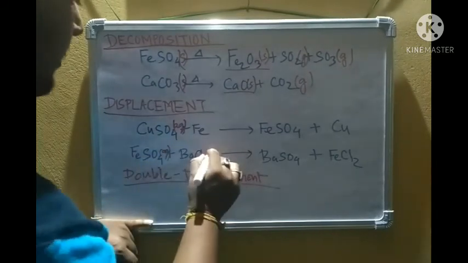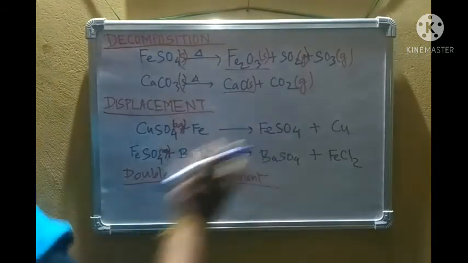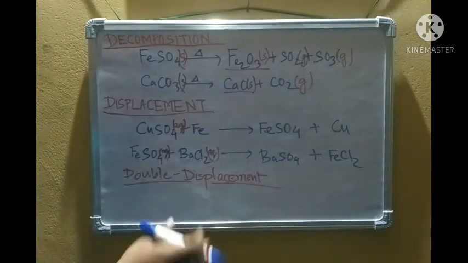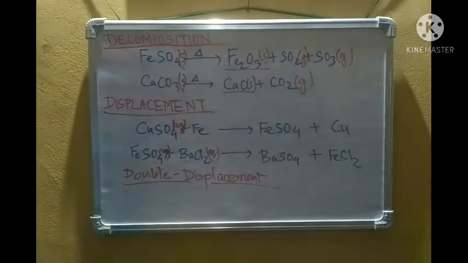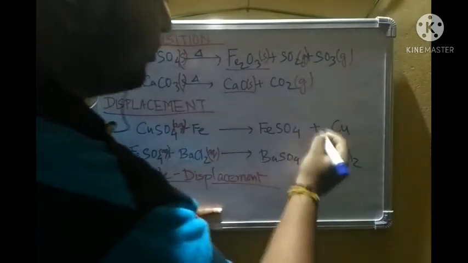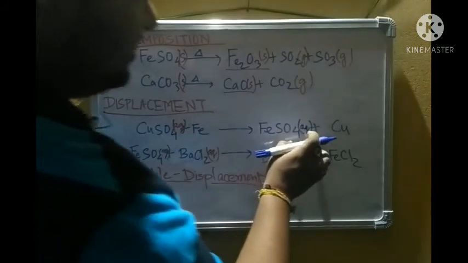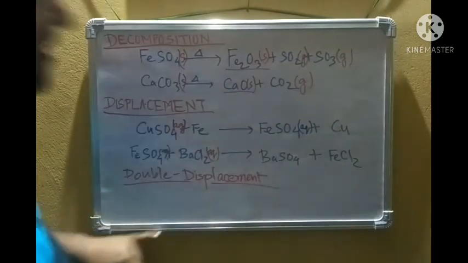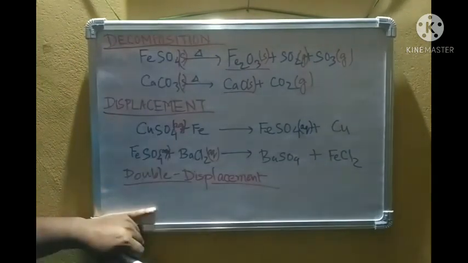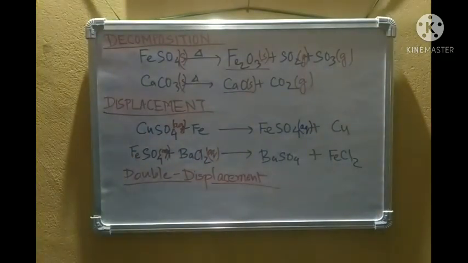This is also in aqueous state, and this is also in aqueous state. Generally in displacement reactions, if no precipitate is forming, then the salts on the product side are also in aqueous state. Here we can see that ferrous sulfate is in aqueous state. Earlier we said ferrous sulfate is in solid state because that was a decomposition reaction and this is a displacement reaction. In displacement reactions, the salts are generally in aqueous state, but in decomposition reactions, the salts are generally in solid state.